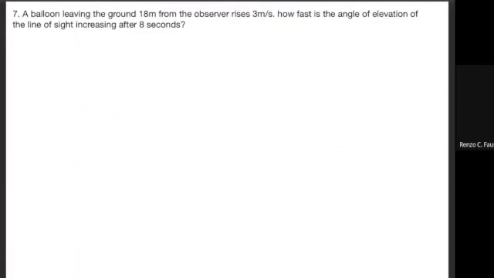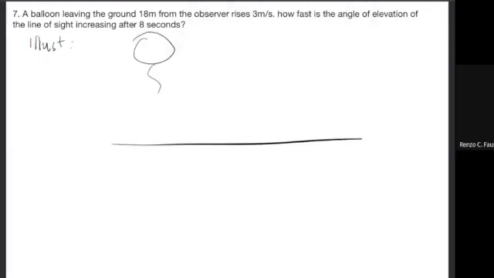A balloon leaving the ground 18 meters from the observer rises 3 meters per second. How fast is the angle of elevation of the line of sight increasing after 8 seconds? So this time, for your illustration, we have the reference point below the balloon, and 18 meters from that, we have the observer. This should be 18 meters. Right, class? "Yes, ma'am."